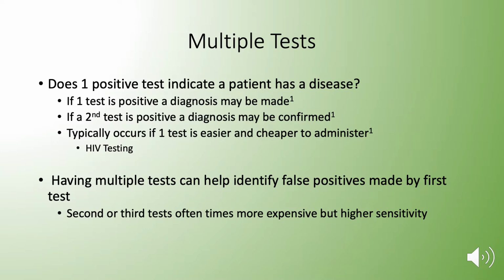An example of this would be in HIV testing, where there are multiple tests. One of them is very cheap and easy to administer, but it has a higher false positive rate. So if the person tests positive with the first test, you want to run the second, more expensive, more accurate test to confirm they actually have HIV.